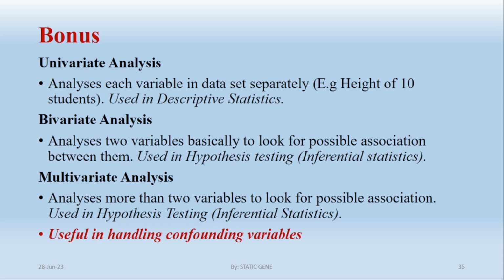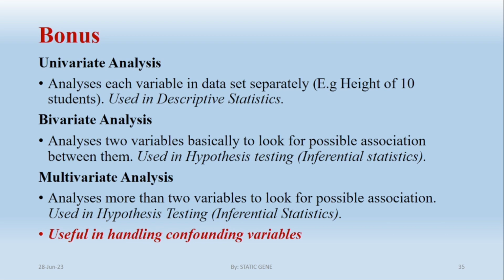This is where you analyze more than two variables to look for possible association with the outcome. We already looked at some examples sometime back. For example, you look at age, a person's health, a person's education level. How does it influence their income level? That becomes multivariate because you have many independent variables being considered and you are trying to see how they predict the outcome or the dependent variable.